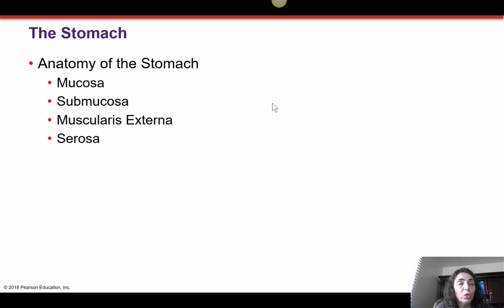Now that was regarding the gross anatomy of the stomach. Let's go over the histology of the stomach. We said that in general we had these four layers in the wall of the digestive system: mucosa, submucosa, muscularis externa, and serosa. Now let's see what we have here in the stomach specifically.